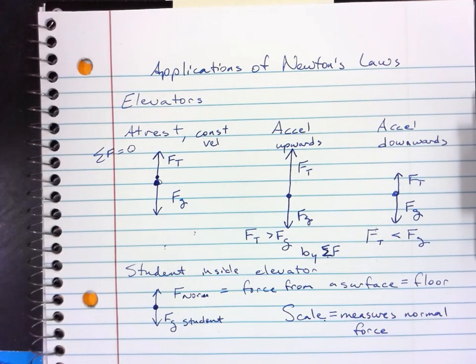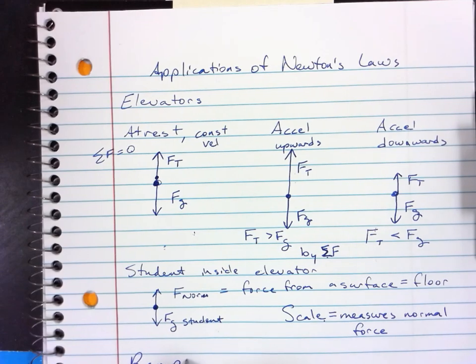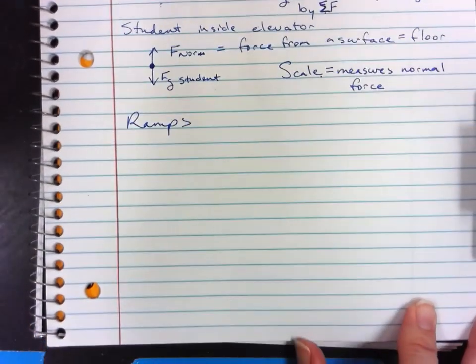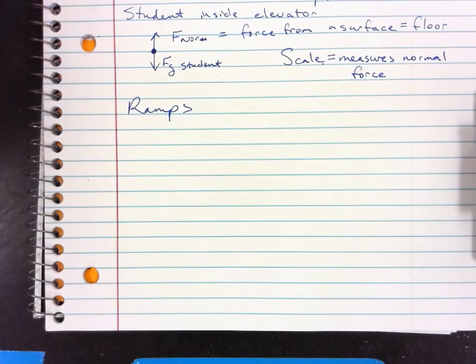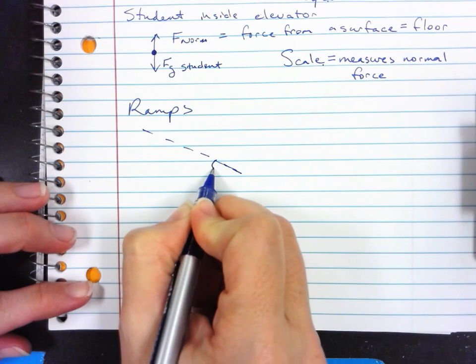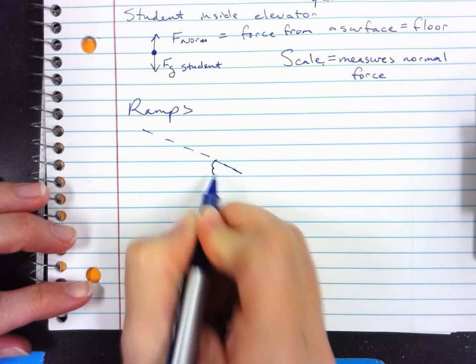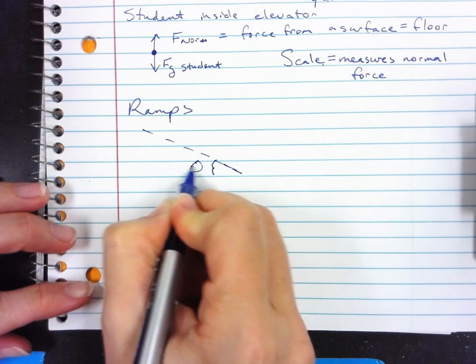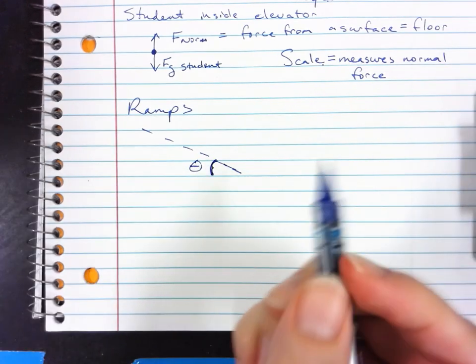Now we're going to move on to ramps. Ramps, I'm pretty sure that's barely on the screen. Let's move it up. So if we have an object on a ramp, we virtually always measure the angle of the ramp from the horizontal. I'll usually say it in the problem, but the angle is always measured from the horizontal.